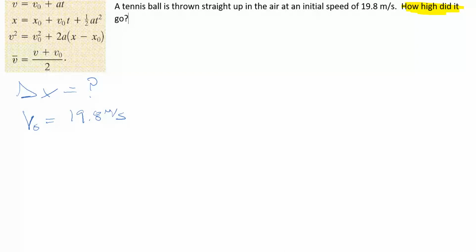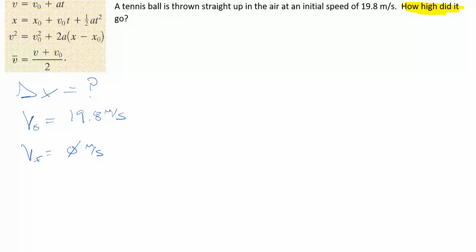Now this problem's a little tricky because even though they don't say it or write it, we have to find out what our velocity is right at the top, because we have to find out how high it went, and when it reaches its maximum height, its velocity in the air in the vertical position is going to be 0. So we can write down that our final velocity is going to be 0 meters per second as well.